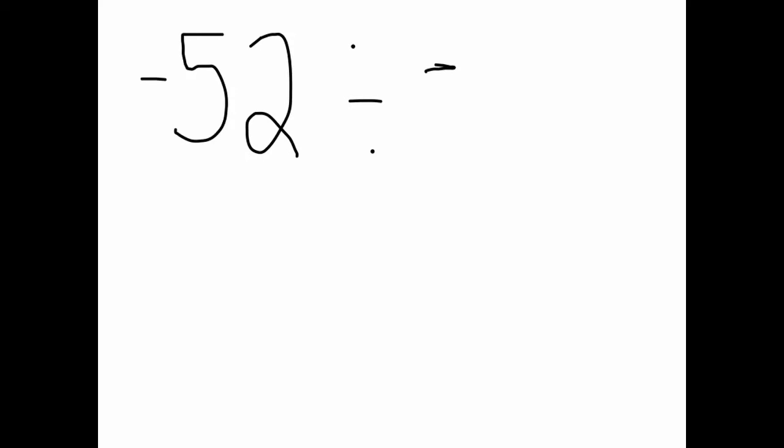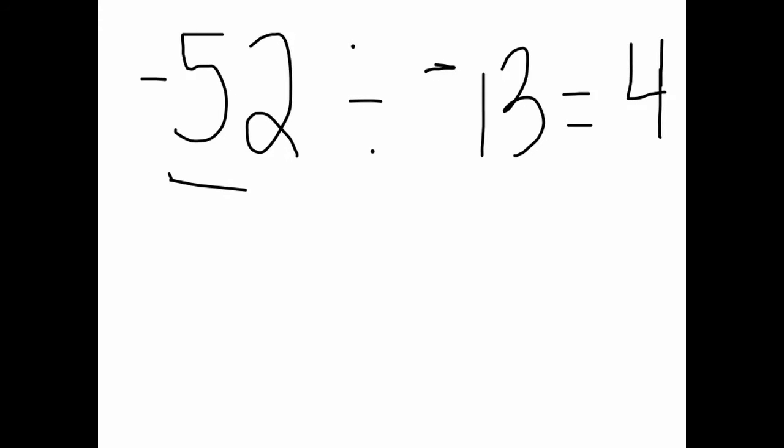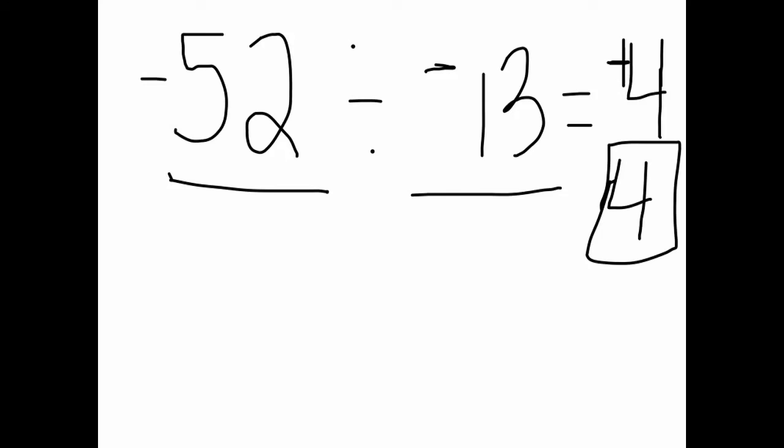Now, let's say I had negative 52 divided by negative 13. Well, initially, I know that 52 divided by 13 is going to give me 4. And since I have the signs that are the same, negative 52 divided by negative 13 is going to make this a positive 4. Let's look at one more.